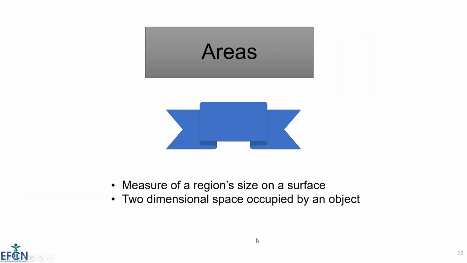Now we're going to go ahead and dive into areas, starting with areas, and we will later go on into volumes. And so an area is the measure of a region size on a surface or a two-dimensional space occupied by an object.